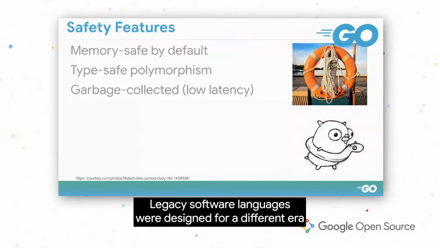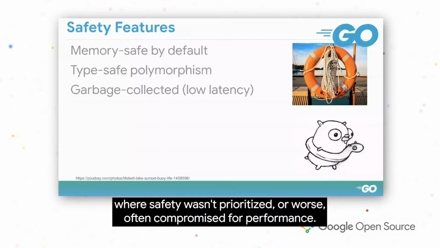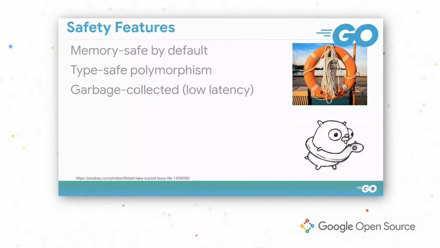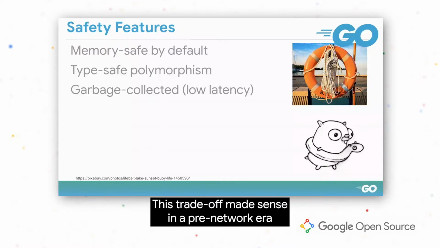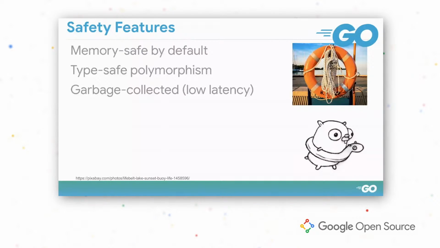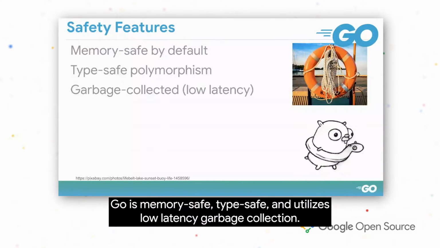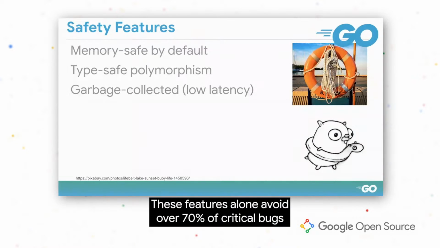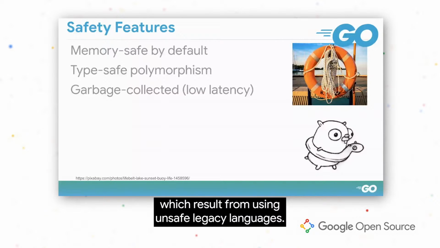Legacy software languages were designed for a different era where safety wasn't prioritized, or worse, often compromised for performance. This trade-off made sense in a pre-networked era, but has created massive risk in today's environments. Modern languages like Go are designed for today's environments where safety is critical. Go is memory safe, type safe, and utilizes low latency garbage collection. These features alone avoid over 70% of critical bugs, which result from using unsafe legacy languages.